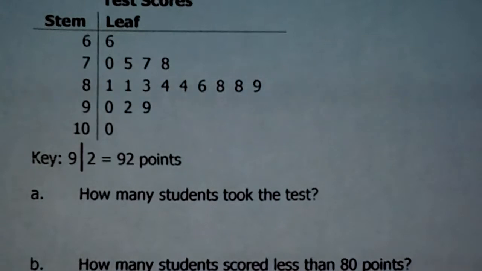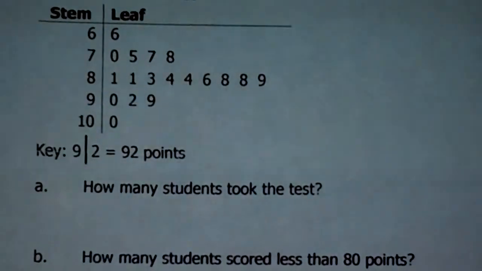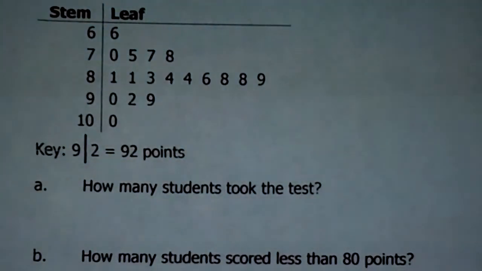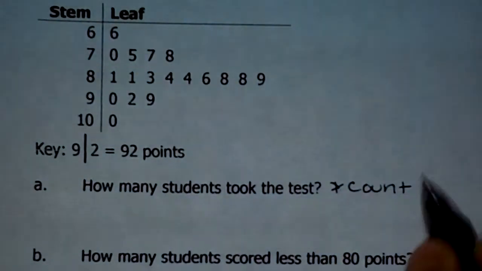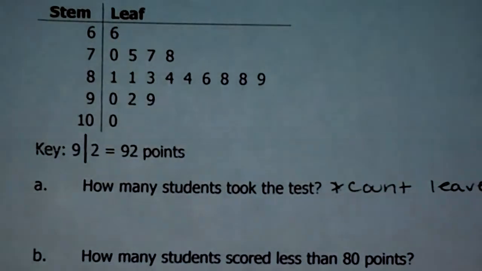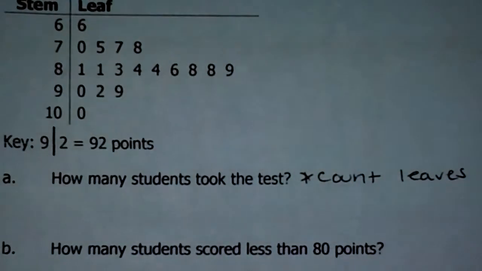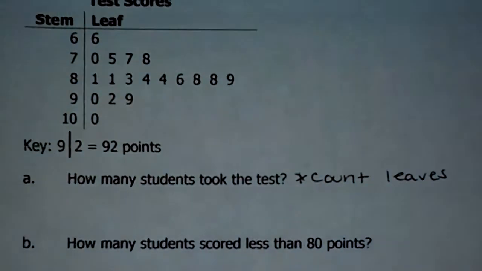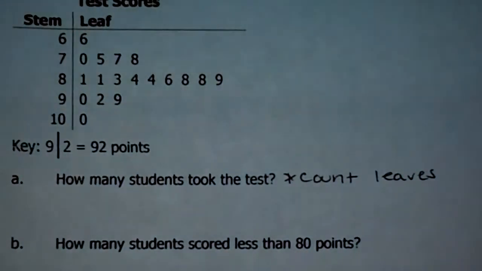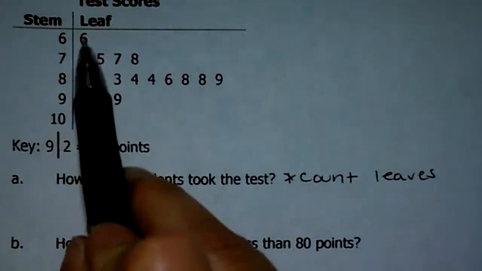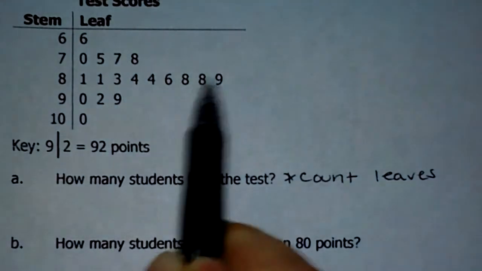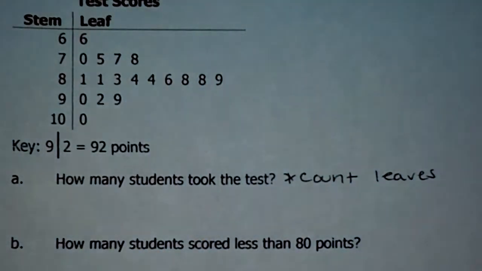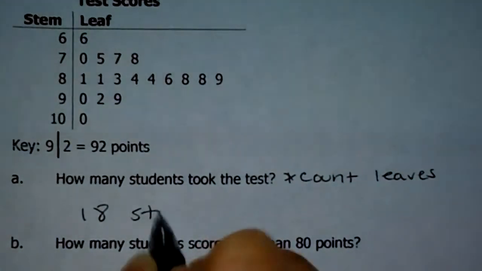So if I ask you, what's the total number of students that took this test, or how many values are in the data set, all you need to do is count the leaves. So write that, write count leaves. Then you'll remember later on when you're looking back to your notes thinking, how do I do this again? Oh yeah, I count the leaves. Don't try to do that on a tree. It'll probably take forever and ever. But on this, it's not too bad. There are 1, 2, 3, 4, 5, 6, 7, 8, 9, 10, 11, 12, 13, 14, 15, 16, 17, 18. So 18 students took this test.